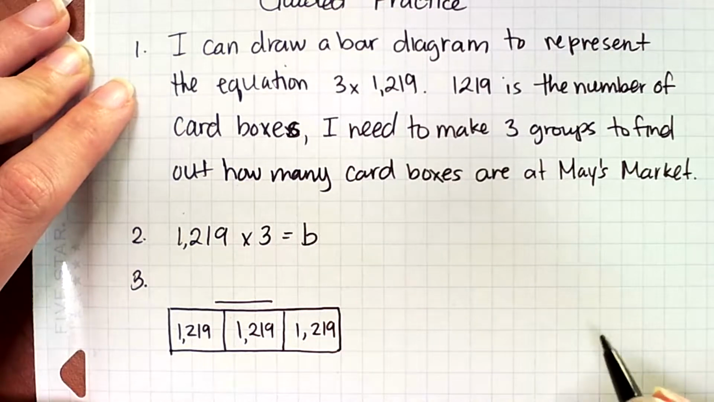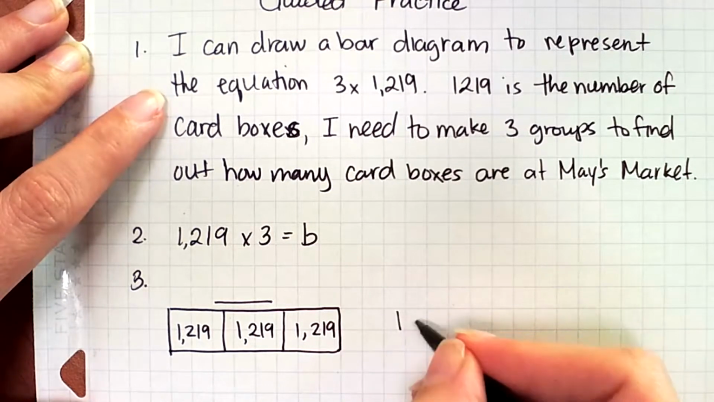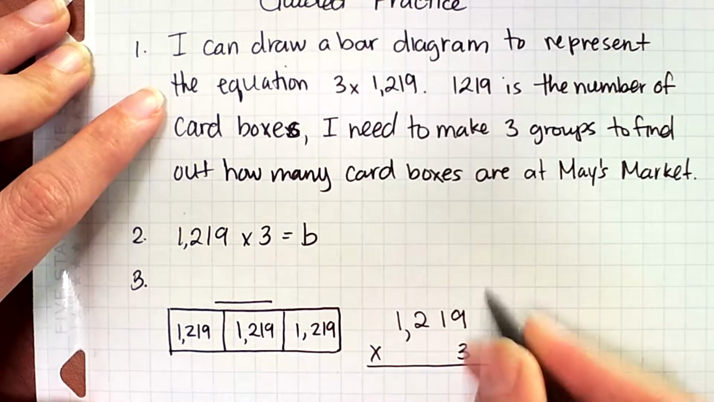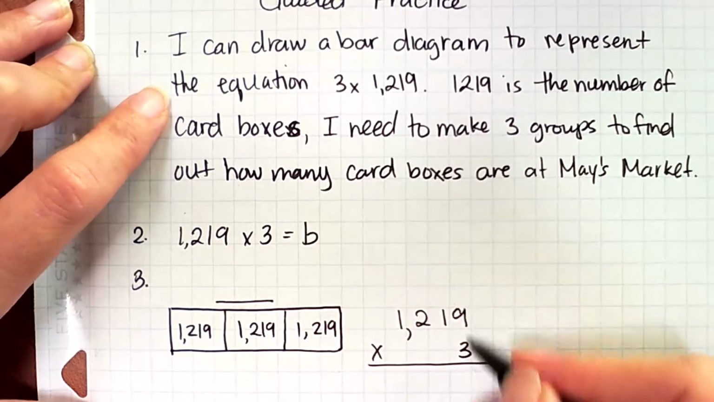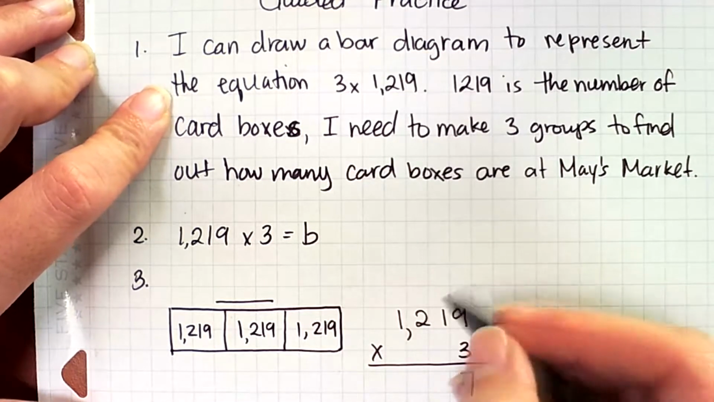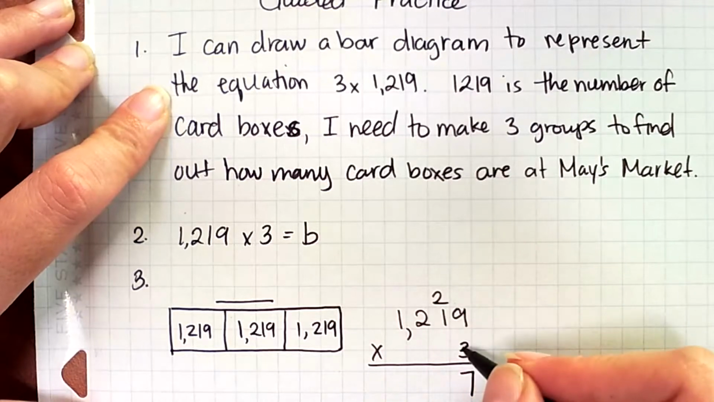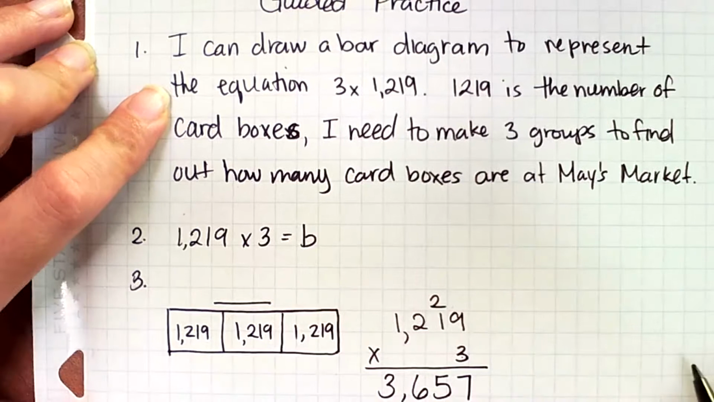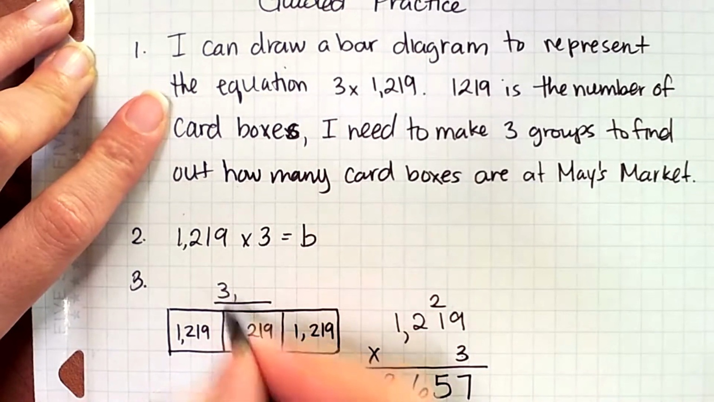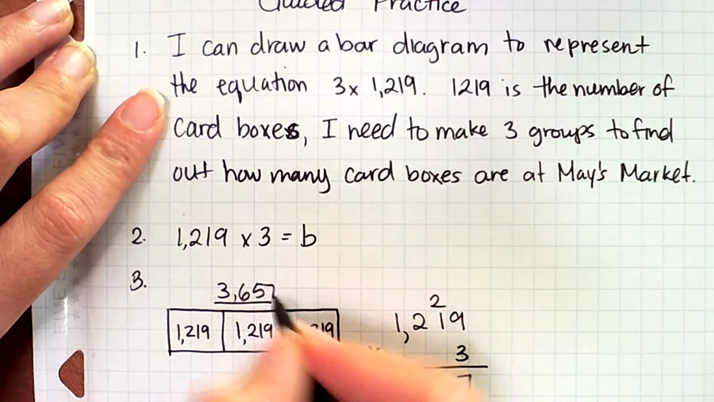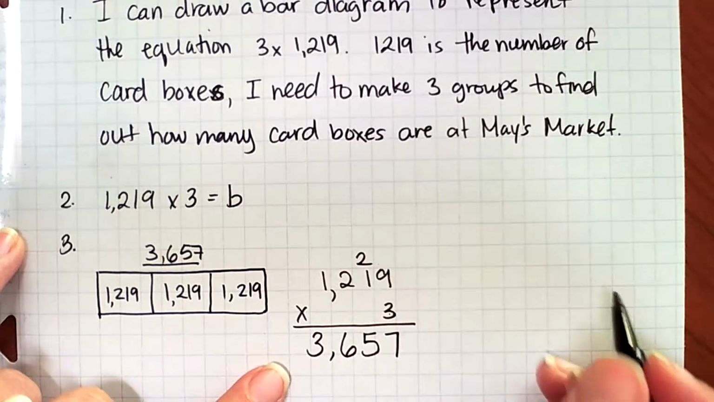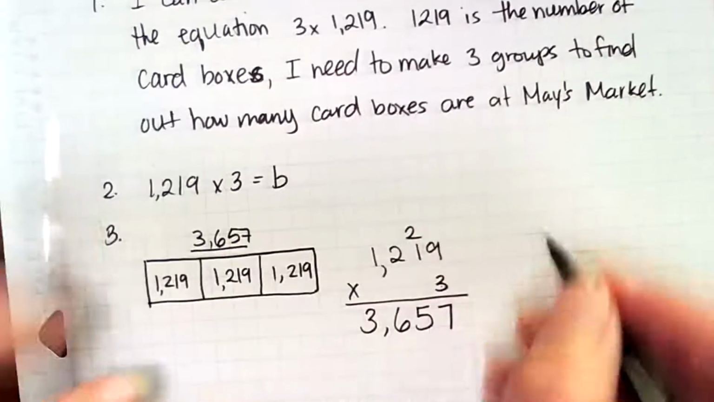It's equal to something. So I'm going to stack and multiply over here. 1,219 times 3. Stacking in place value order, 1s on top of 1s. 9 times 3 is 27, so I'm going to put my 7 and carry my 2. 3 times 1 is 3, plus 2 more is 5. 3 times 2 is 6. 3 times 1 is 3. So I know my answer here is 3,657. I'm going to write out my answer. Remember, we don't just put the number form, we write the word form as well.